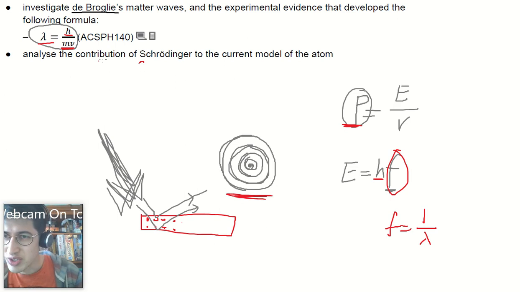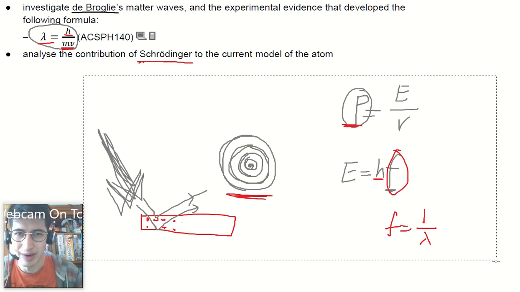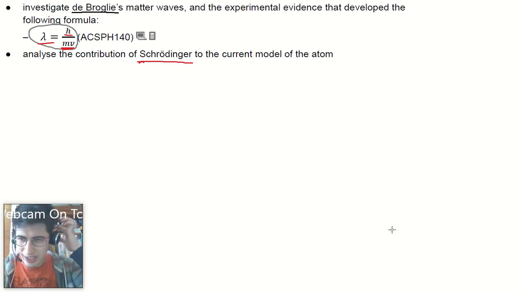All right, next thing, analyze the contribution of Schrödinger to the current model of the atom. Schrödinger. Okay, story time. So once upon a time, there was a guy named Aristotle. He came up with a lot of ideas about how the universe works. People then, for hundreds of years, used his ideas, had their own explanations for how things worked, and they discussed their ideas with each other at length to try and work out what was the truth.